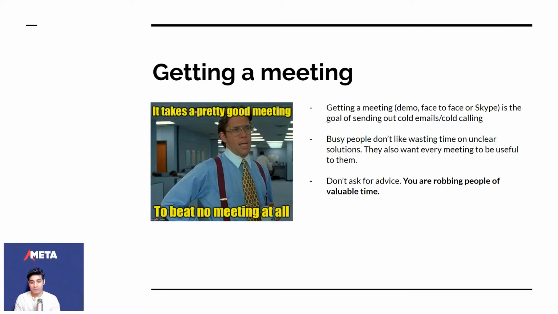So these people, they're not bad for saying, I don't want to take a meeting with somebody who has an unclear solution. Be clear. And last but not the least, don't ask for advice. You are robbing people. It's literally when you go to someone and say, can I have 1 hour of your time because I want advice, or 10 minutes of your time, but I want advice. And you do that to somebody who's not very successful, then it's fine. But if you do that to a successful person, it's robbing the successful person.